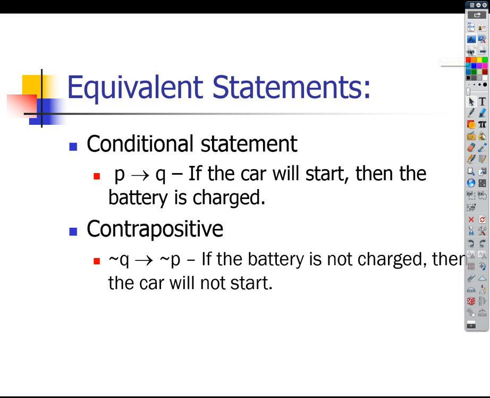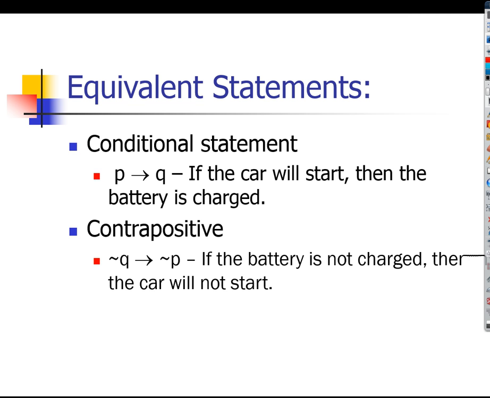If a conditional statement is "if P, then Q," let's say P is the statement, the car will start, and Q is the statement, the battery is charged. So if the car will start, then the battery is charged. The contrapositive says the same thing; they're equivalent statements. So what would the contrapositive be? If not Q, then not P. What's that going to look like? If the battery is not charged, then the car will not start.